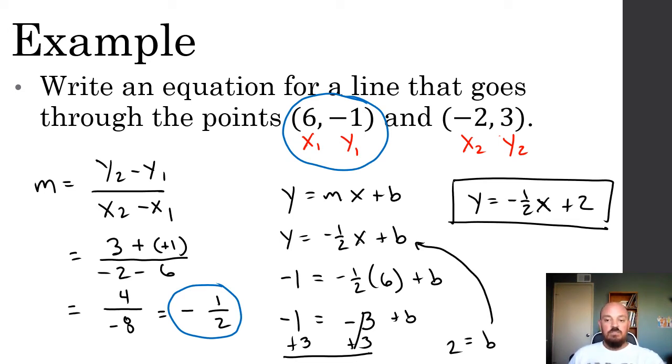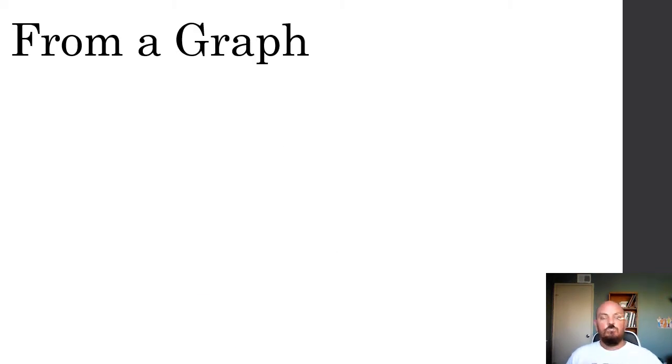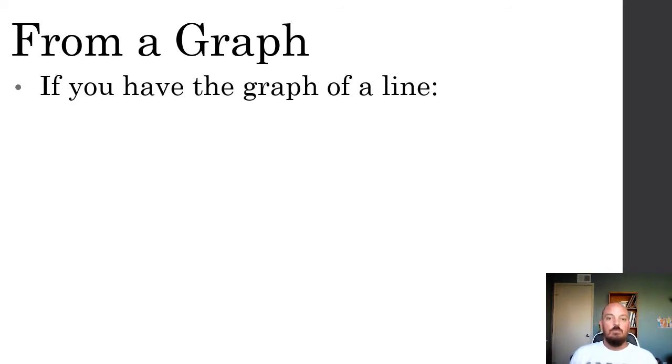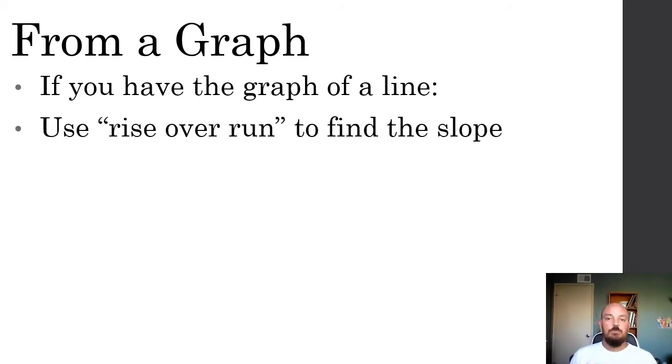All right, the last part of this lesson is to actually look at a graph. Let's say instead of me saying, okay, the line goes through these 2 points, or it goes through this point and has this slope, I just say, here's a line, and I show you a graph. This is what you're going to do. Number 1, we always want slope first, and the easiest way to get slope from a graph is rise over run. So find 2 points on that graph, do your rise over run, figure out what the slope is.